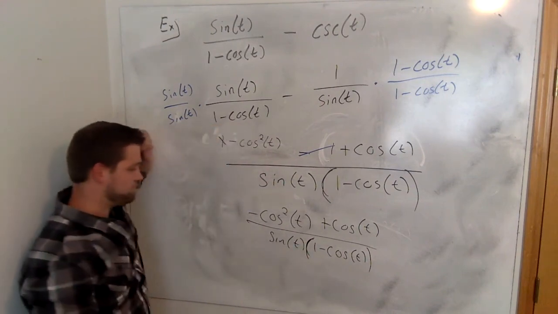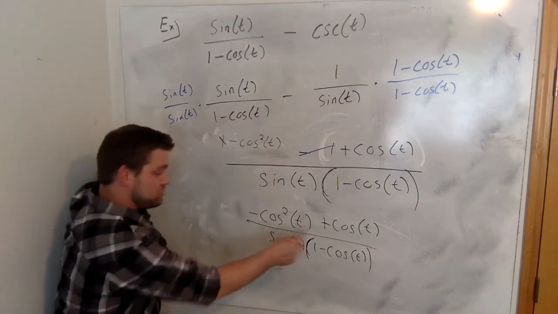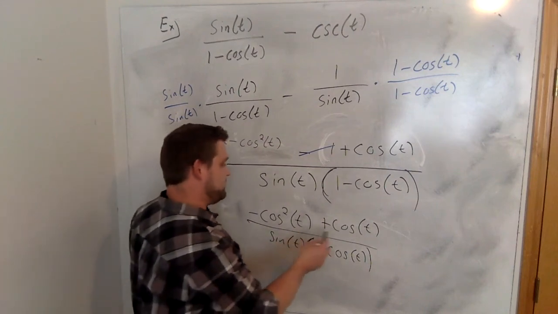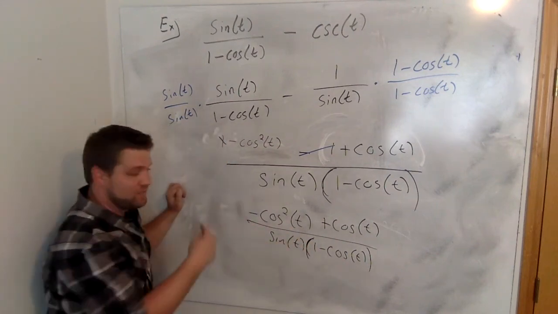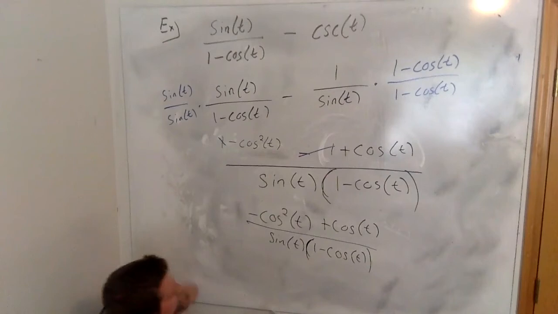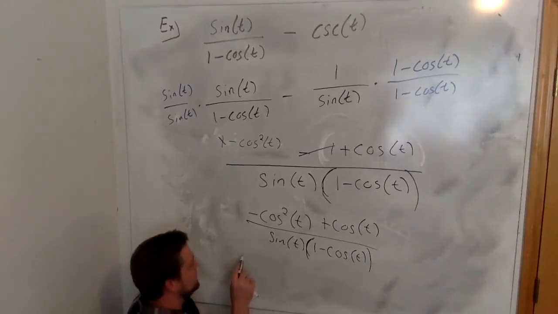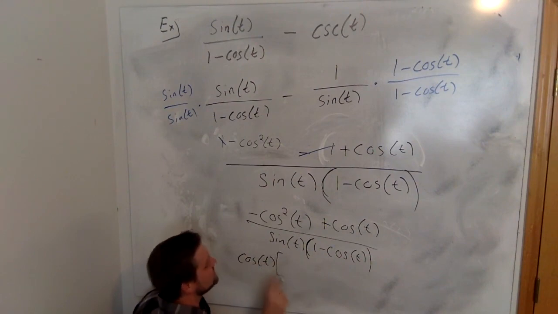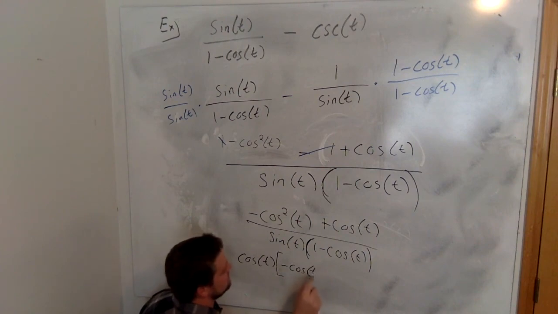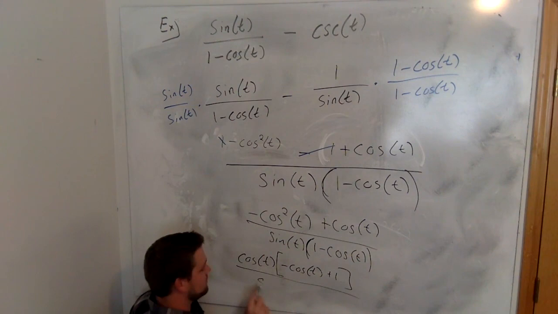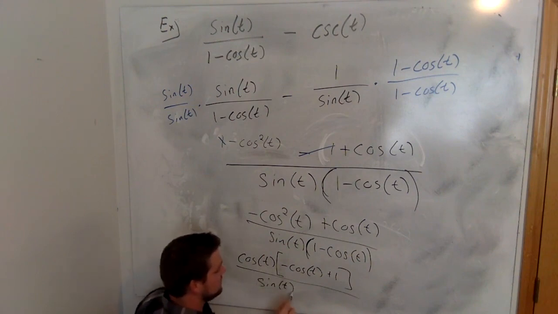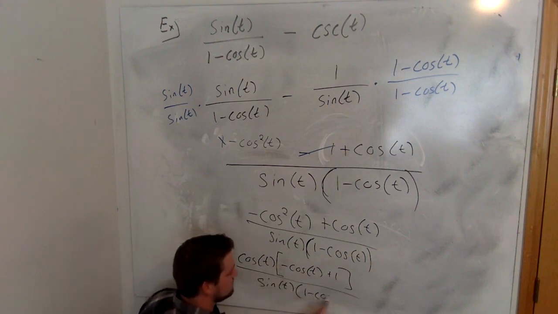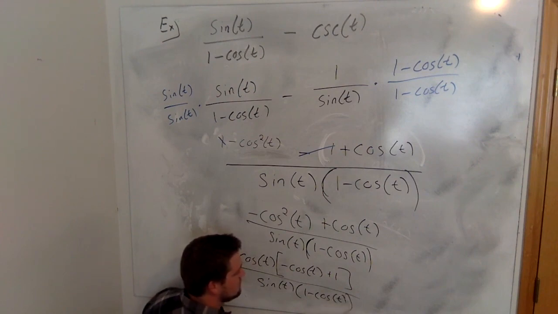Okay, what can we do here? Well, when I'm looking at this numerator, we could notice that we have a common factor of cosine that we could factor out. I think it's going to work really nice for us. So we have a cosine of t, and then what would I have? I'd still have a negative cosine of t, plus now a 1, all over a sine of t times a 1 minus cosine of t.